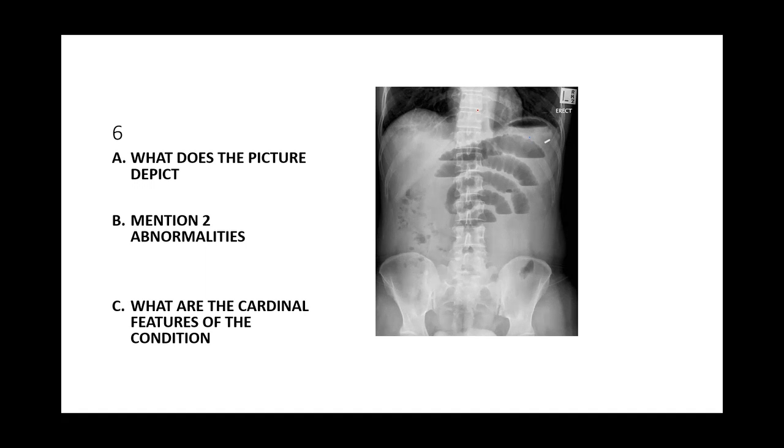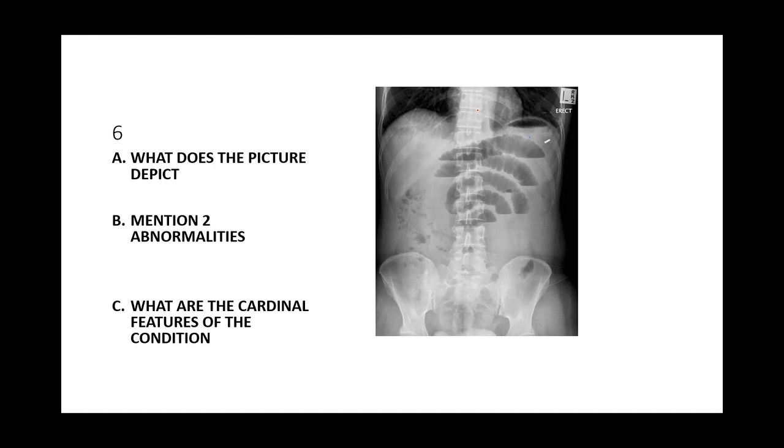Okay, if you have a question, you can answer. Okay, sir, I think this is a picture of small bowel obstruction. Yes. So it's a plain abdominal X-ray of a small bowel obstruction. So mention two abnormalities that are noted. Central location and valvulae conniventes, I think.